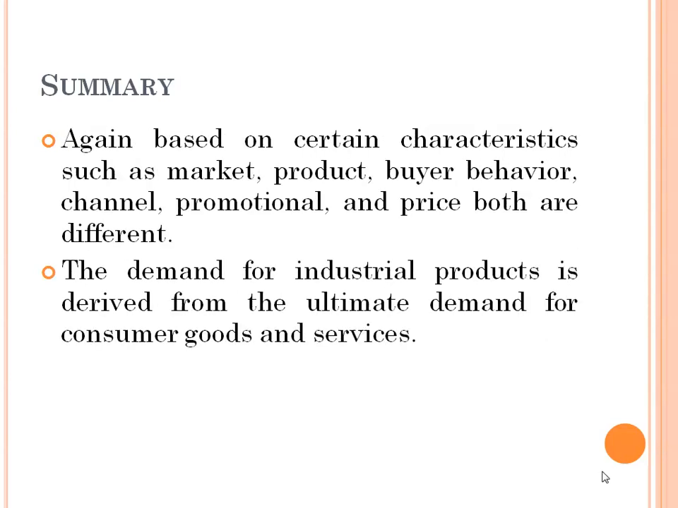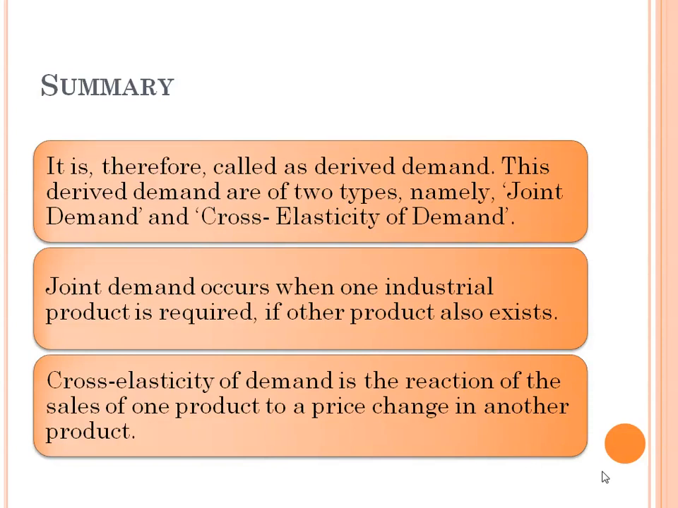Again, based on certain characteristics like market, product, buying behavior, distribution channel, then promotional activities, various prices, both industrial markets and consumer markets are different in nature. The demand for industrial products is derived from the ultimate demand for the consumer goods and services. It is therefore called derived demand. This derived demand also has two types: joint demand and cross elasticity of demand. Joint demand occurs when the industrial product is required if the other products also exist. And cross elasticity of demand is the reaction of the sales of one product to a price change in another product.